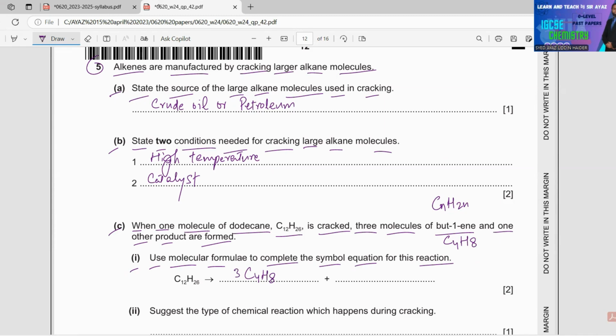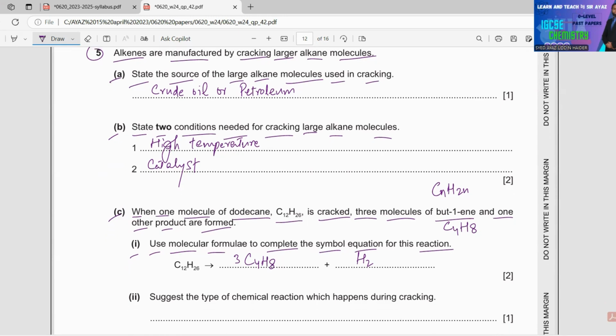What else we are getting? So 3 multiplied by 4 is 12, which means the carbon is balanced on both sides of the equation. So we must be getting hydrogen in this case. So I will write H2. Let's count the hydrogen atoms. 3 multiplied by 8 is 24. 24 plus 2 is 26. All of these are balanced now.